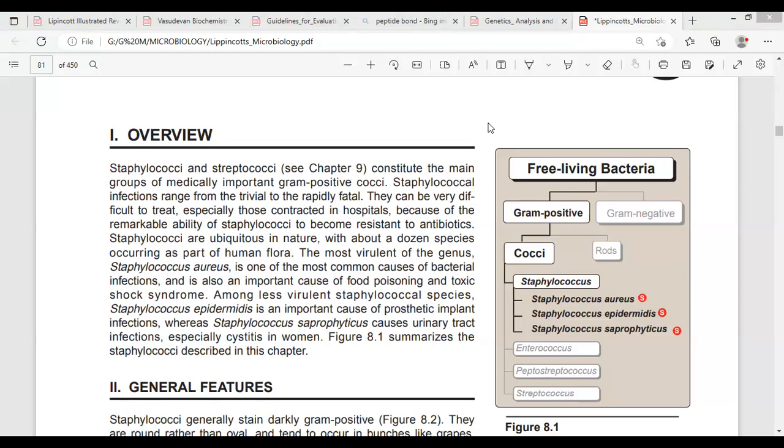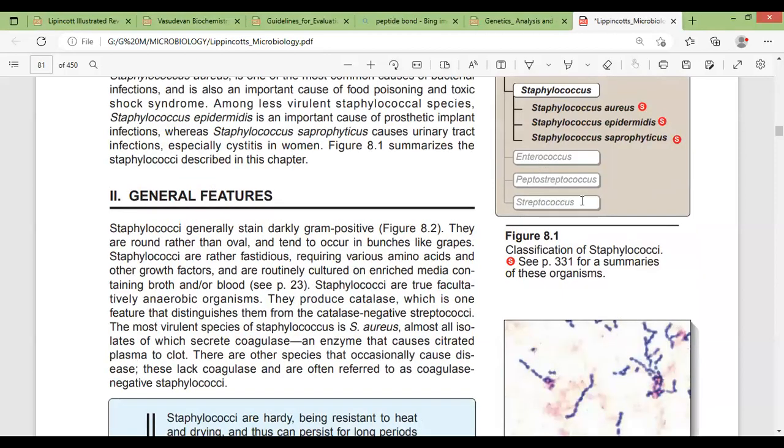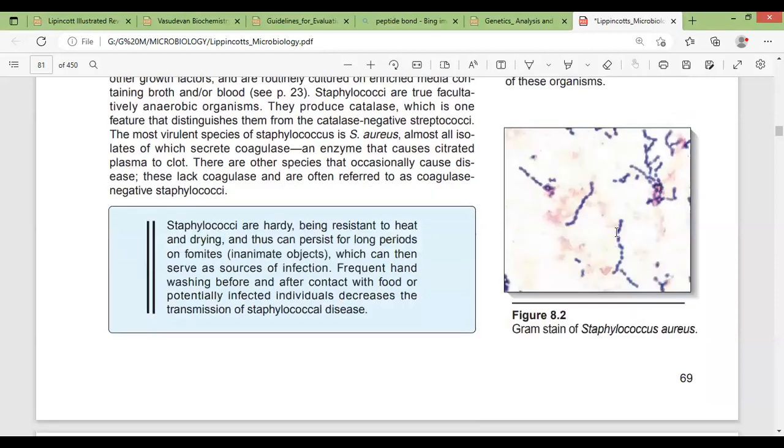So let's look at the general characteristics of the Staphylococcus family. Number one, I think we all know it's gram-positive. Two, you can say it's spherical in shape, right? And then they also tend to occur in bunches, like grapes. You can see here how they are occurring. It doesn't occur on its own. They occur in bunches, like grapes.